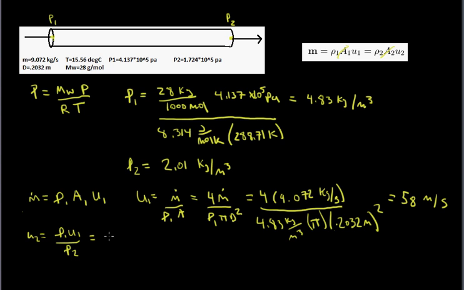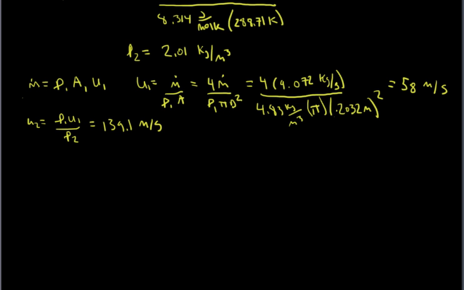So that's pretty easy. You can just plug and chug that, and you should get an answer of 139.1 meters per second. So that is the first problem. The second problem that we're going to look at is a siphon problem. It's a little bit more complex, but not much more.